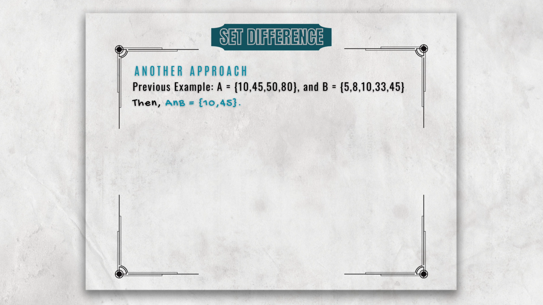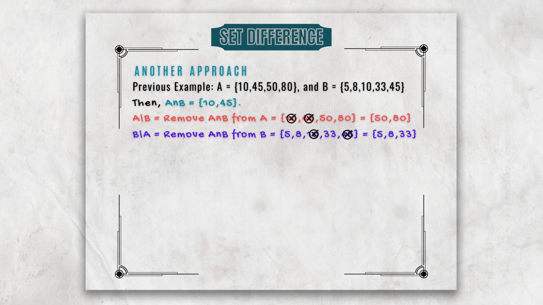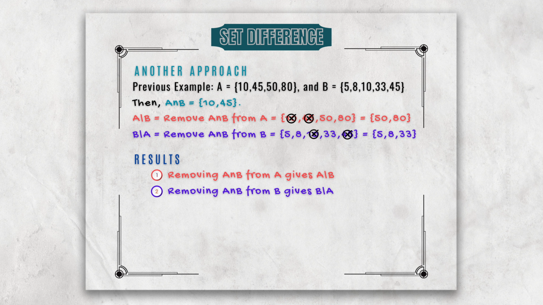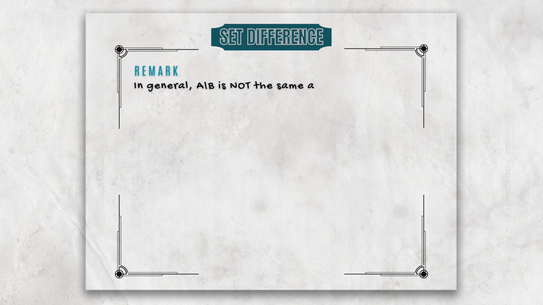Another approach to finding A without B is to cross out all the elements that A shares with B. Essentially, this means removing the intersection of A and B from A. Therefore, we can obtain A without B by simply removing all elements in the intersection of A and B from A. From the illustration above, you may have noticed that A without B is not the same as B without A. Therefore, it is important which set is mentioned first.